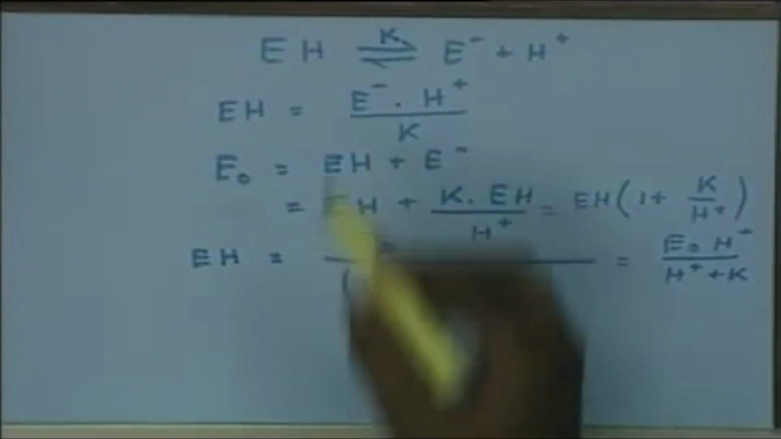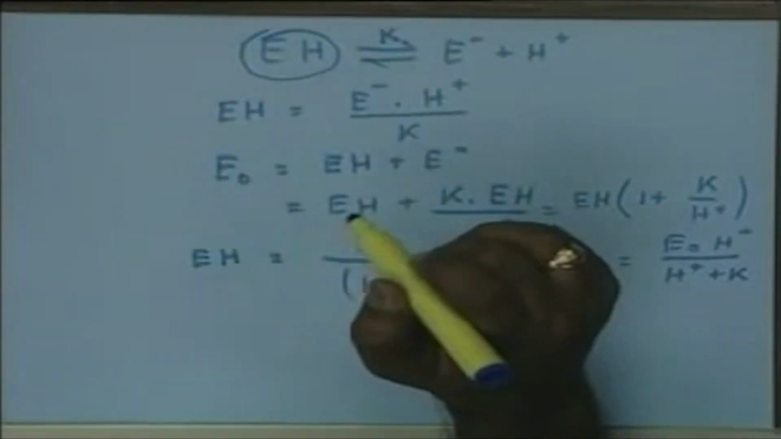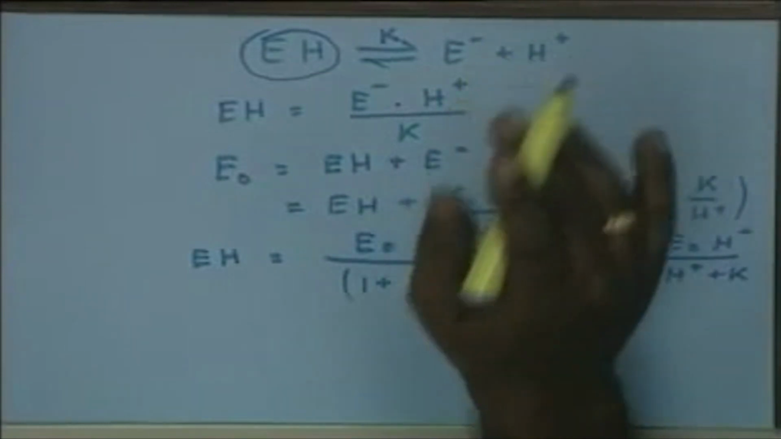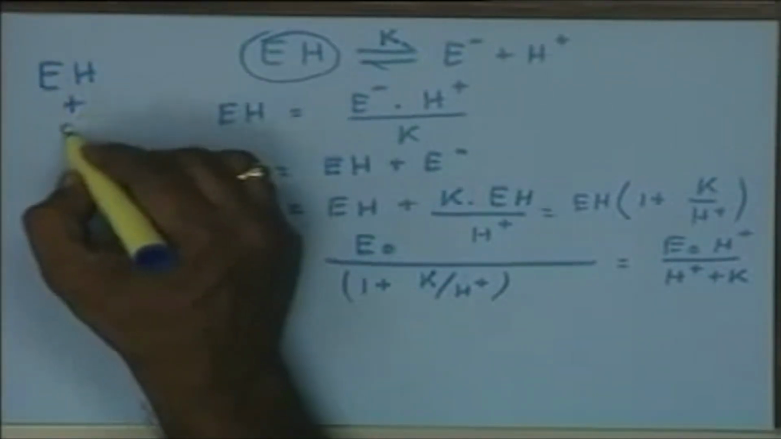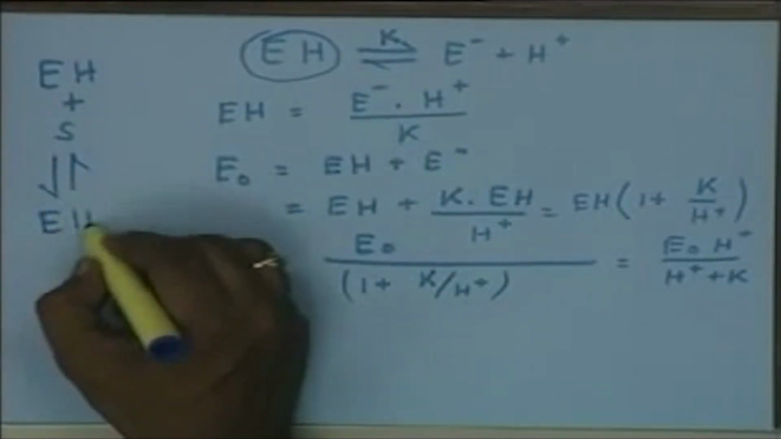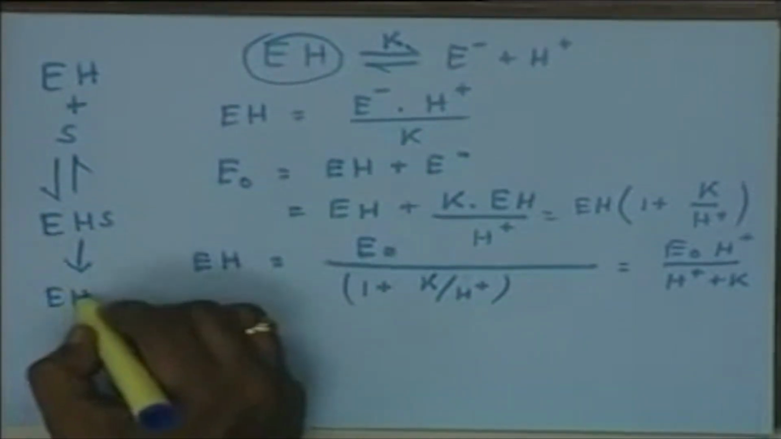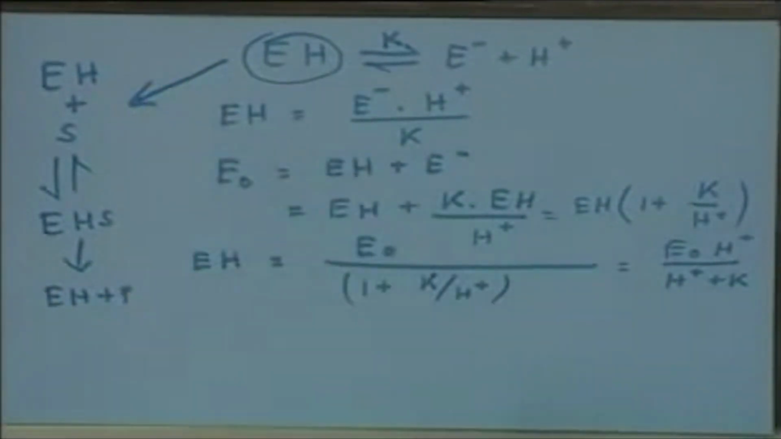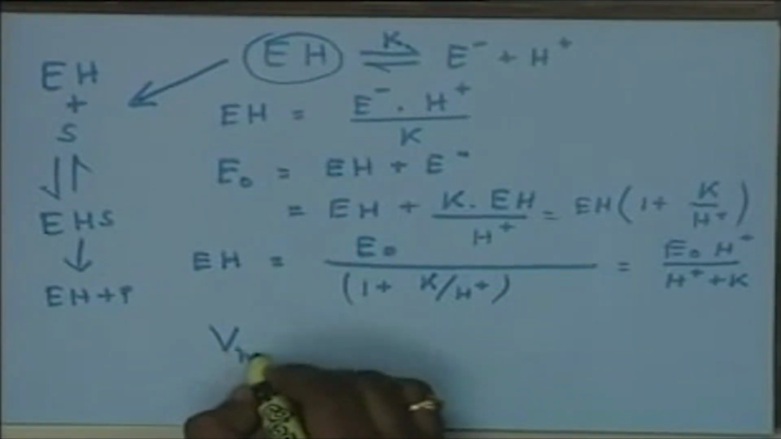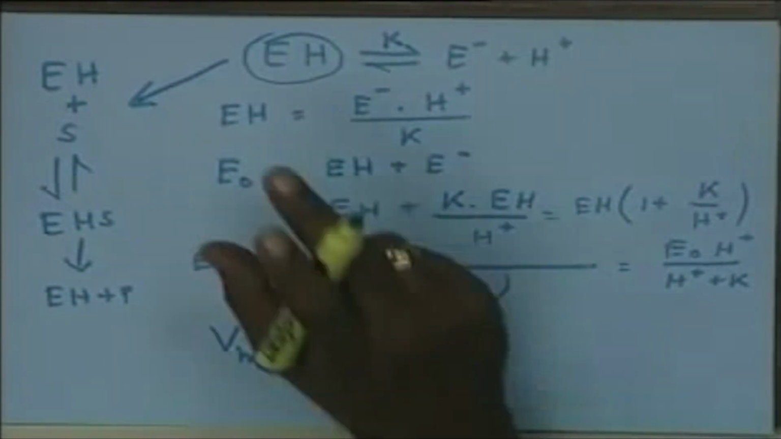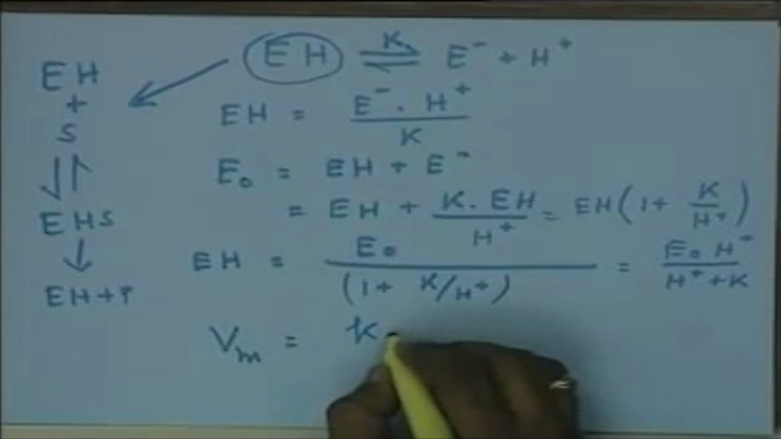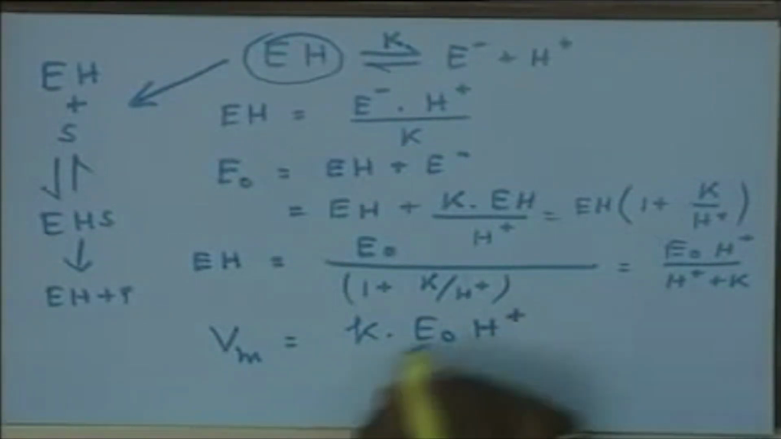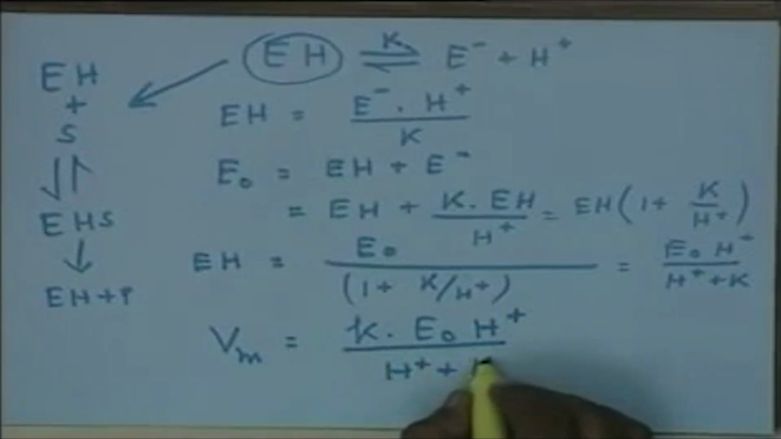Now, essentially we assume that EH is the catalytically active form and not the negatively charged enzyme, so the substrate will bind only to EH, and EH plus S will go to EHS, followed by EH plus P. If EH is the catalytically active form, then the maximum reaction velocity VM will be, when all the enzyme is present in the form of EH, essentially K into E naught into H plus upon H plus plus K.